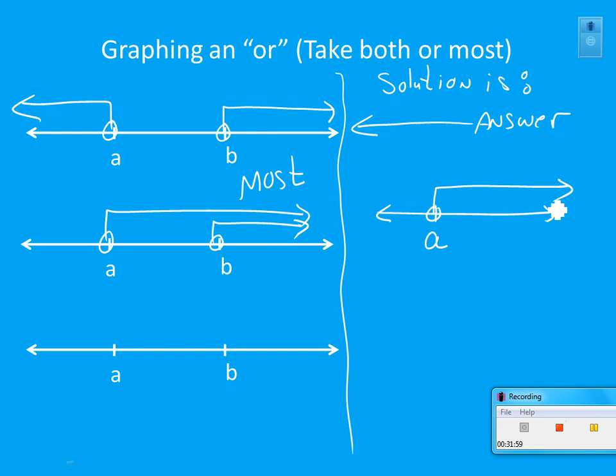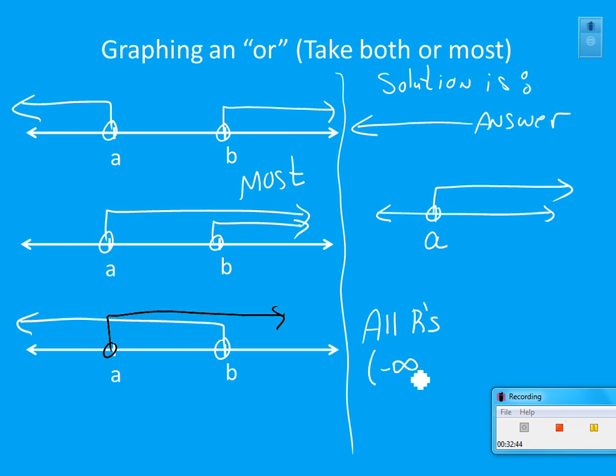Now, I didn't do one like this in my example, but you could get all the numbers less than B. You might get all the numbers greater than A, and it's an OR statement. Well, if this happens, every number that you could think of is included. It's either included in my black graph or it's included in my white graph. If that happens, your answer is all reals, capital R. If you want to be cool, in interval notation it looks like this: negative infinity to infinity.